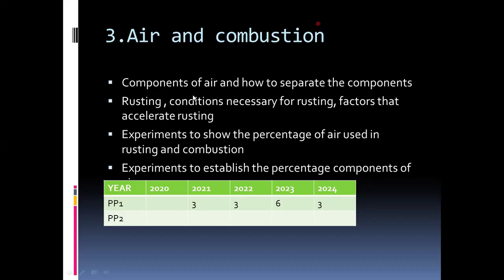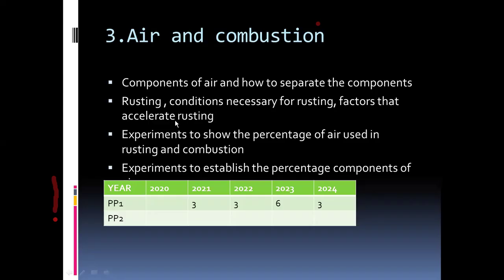So the first one is components. The first one is you need to know the components of air and how we separate the components of air. We are used to this question: is air a mixture or is it a compound? So, we need to know the components of air.